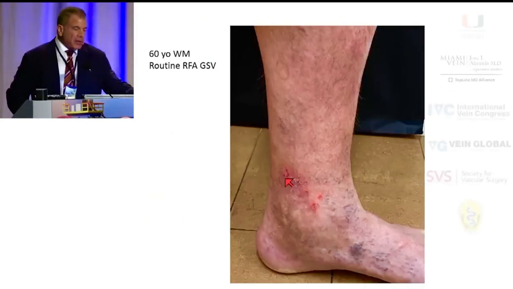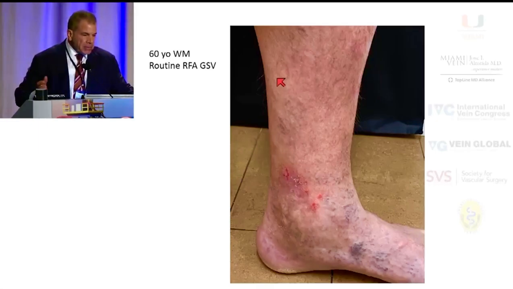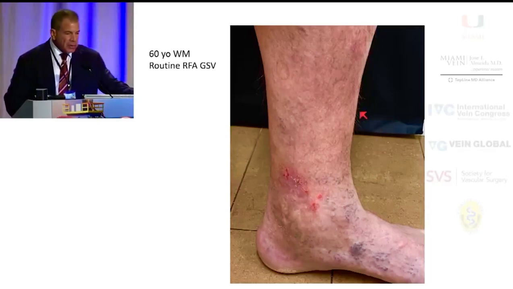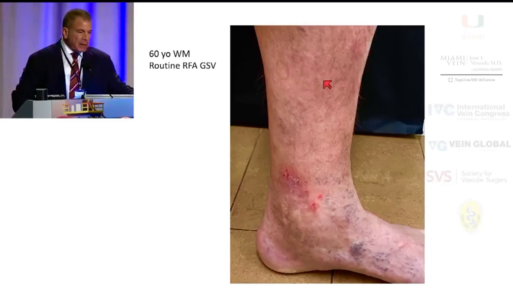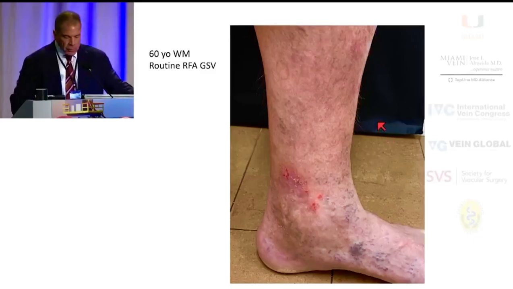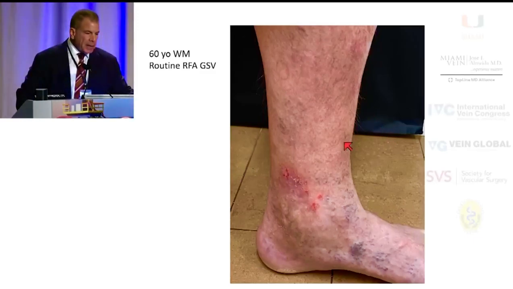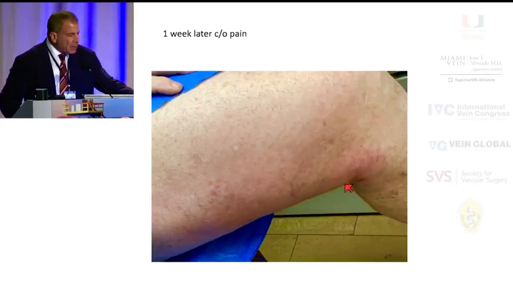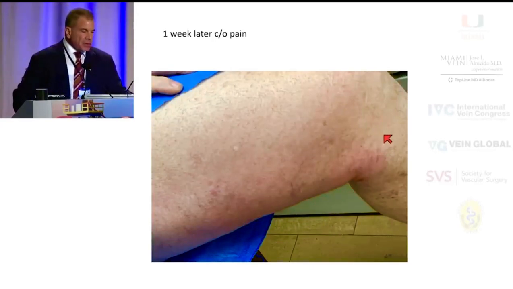So here's a case. A 60-year-old man came in with this. He had great saphenous vein reflux, a little bit of opening down here. And I did a routine RF ablation, phlebectomy, and probably dropped a little foam down here. And 1 week later, he comes in complaining of pain. So this doesn't project well, but induration right along the course of the saphenous on the medial thigh, and erythema at the access site.